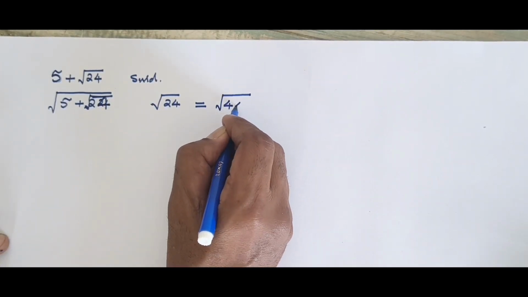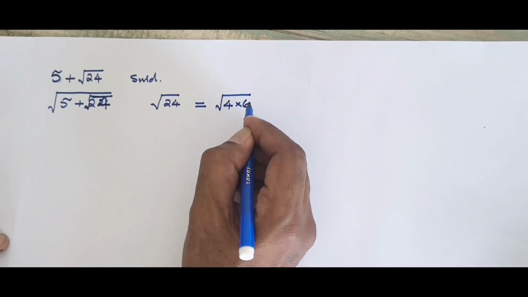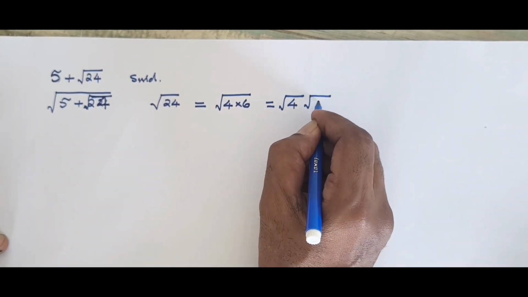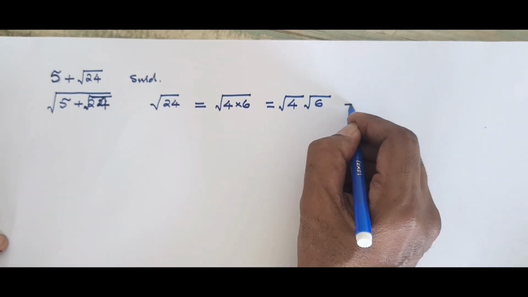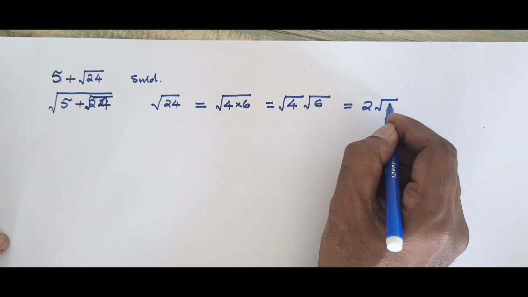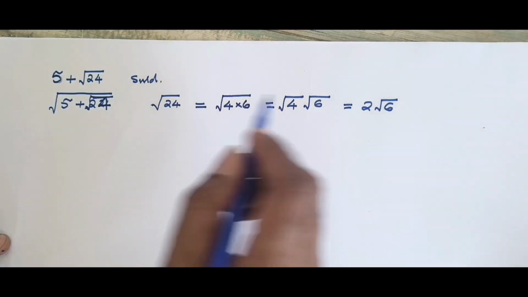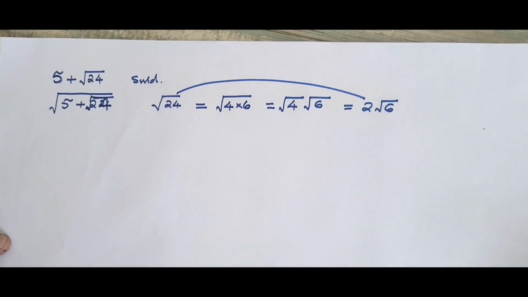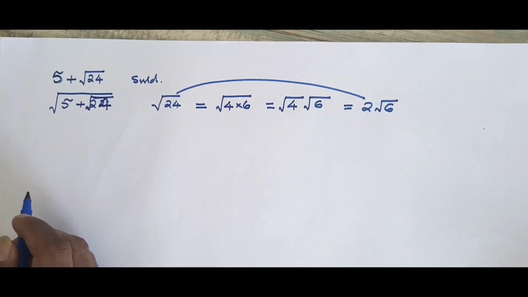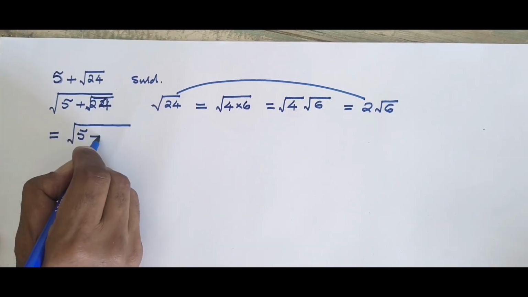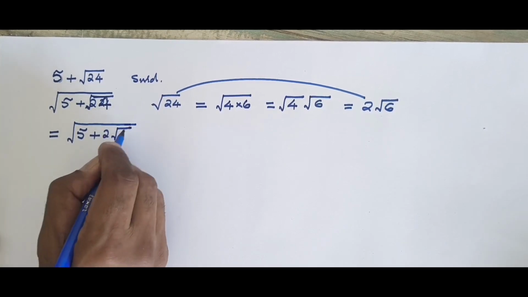You can split 24 as 4 multiplied by 6, which is square root of 4 multiplied by square root of 6. And square root of 4, as you know, is 2. So this will be 2 root 6. So square root of 24 is 2 multiplied by square root of 6. So the given surd will be like this: 5 plus 2 square root of 6.